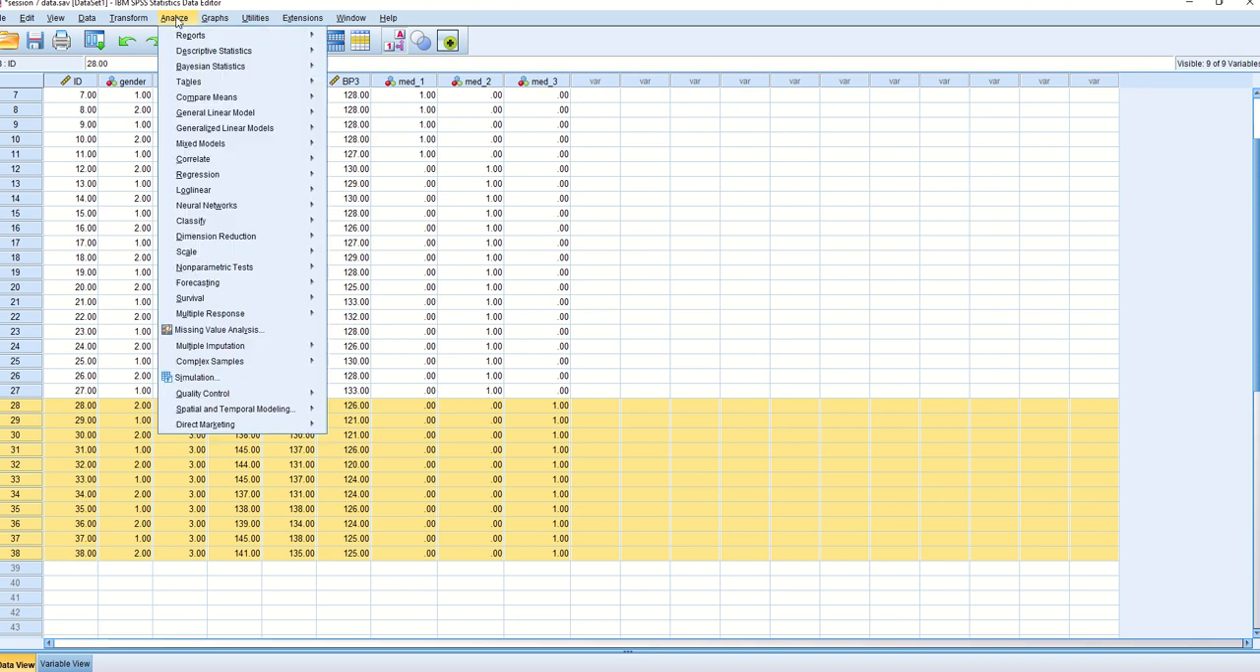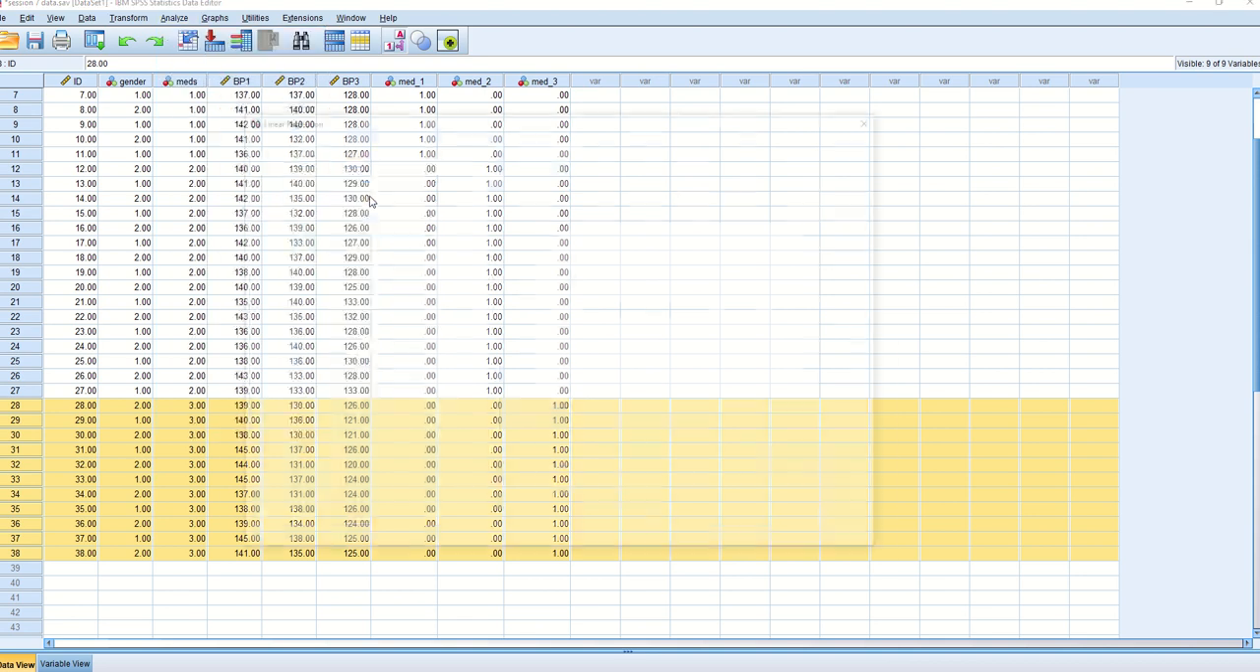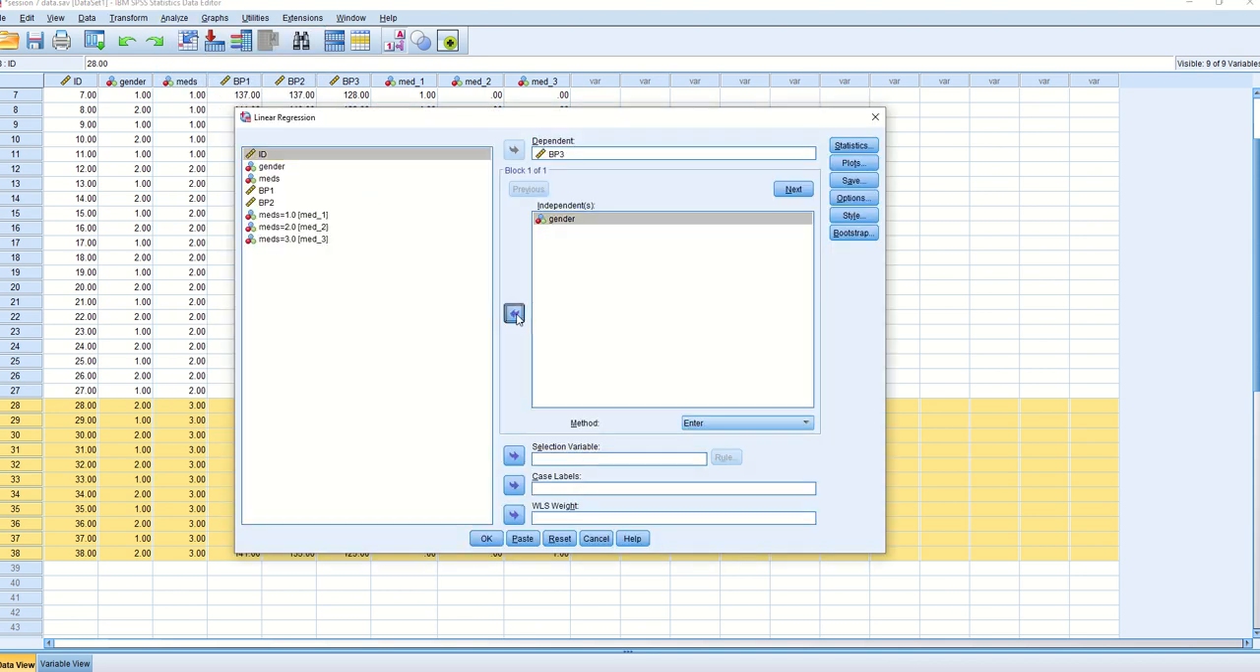Alright, so let's run our linear regression. We go to regression, do a linear, remove gender, let's plug in med1 and med2, leave out med3. It means the reference is med3, and therefore the slope for med1 will be the difference between med1 and med3, and the slope for med2 will be the difference between med2 and med3.